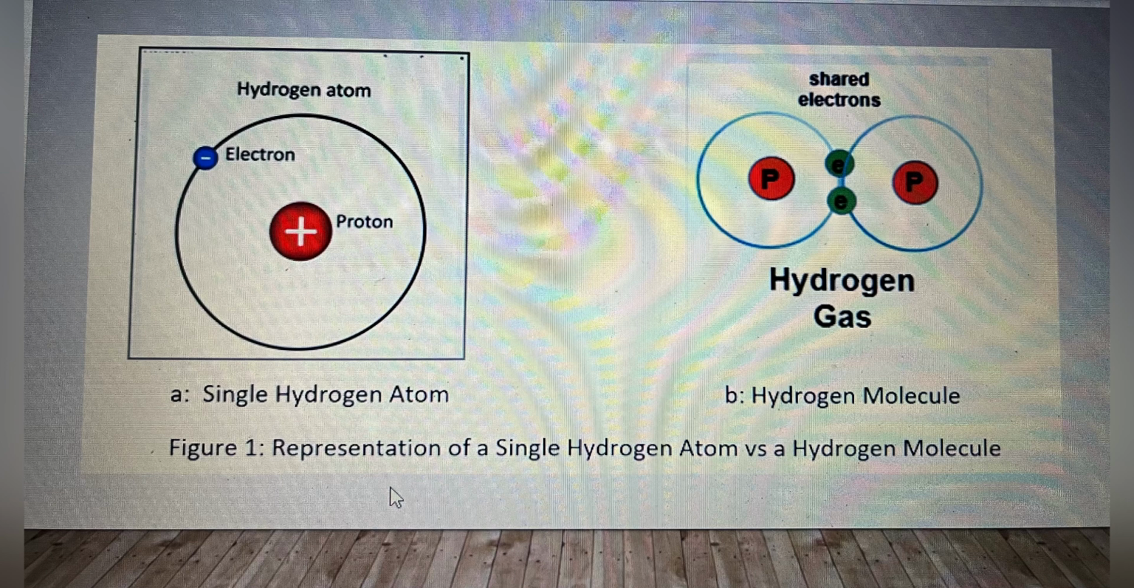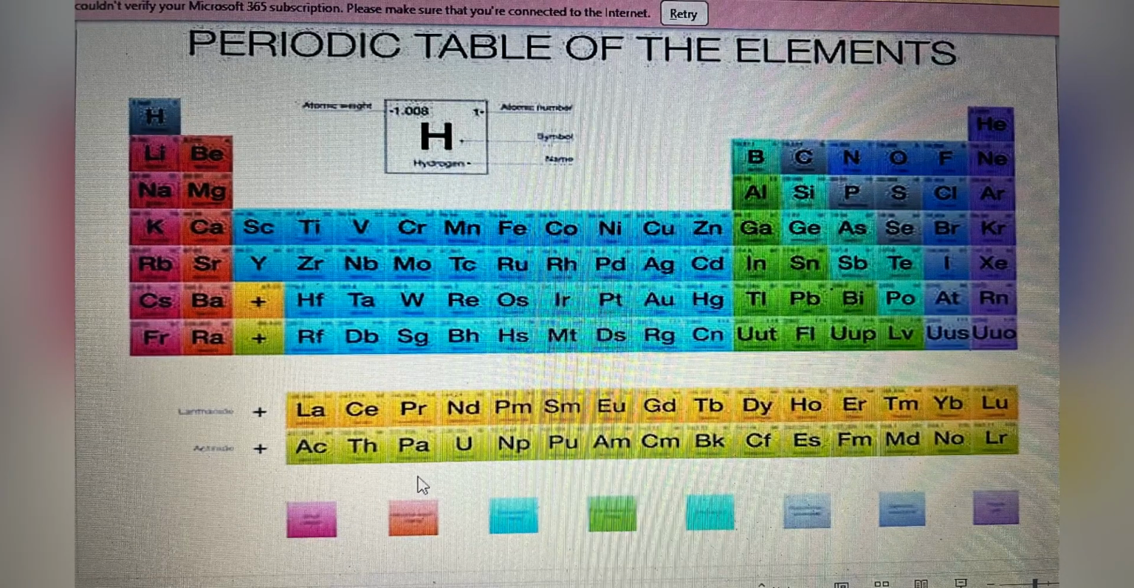Now this figure is a representation of a single hydrogen atom versus the hydrogen molecule. In a single hydrogen atom, we have only one proton and one electron, and in a hydrogen molecule, we have two protons and two electrons, and the two electrons are shared between the two atoms, and hydrogen gas is formed. Now this is the periodic table of elements.